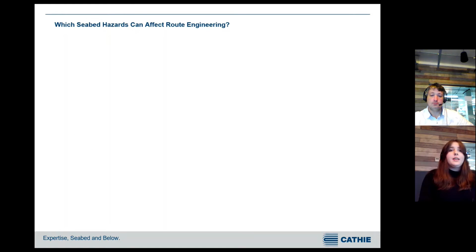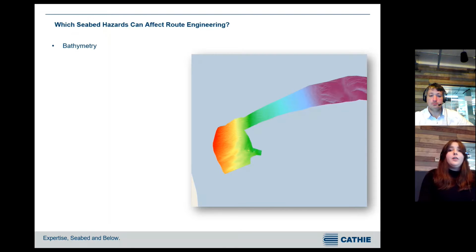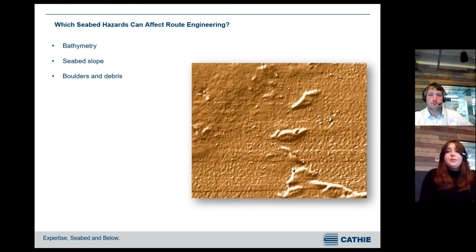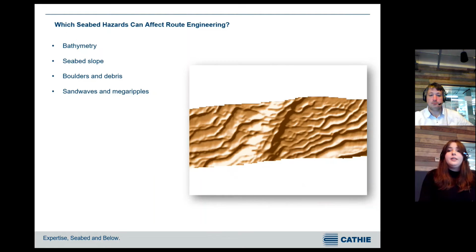So which seabed hazards can affect routing? First of all, bathymetry, as we need to be mindful of water depth if we are designing the cable crossing. Steep slopes, as anything over 10 degrees are often avoided to reduce risk of cable free span and to also increase tool stability. Boulders and debris are avoided, particularly in cable routing, as it can lead to an extensive removal campaign, or some may be too large to remove. Sand waves and mega ripples are avoided as they may be mobile and provide a risk of cable exposure or overburying.